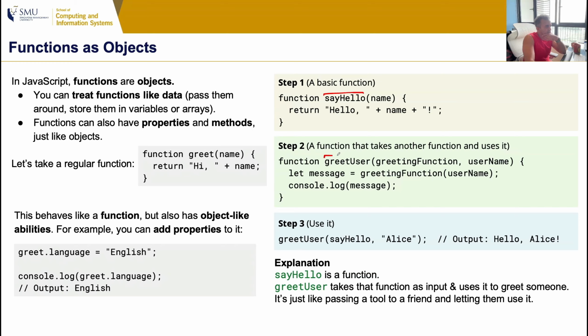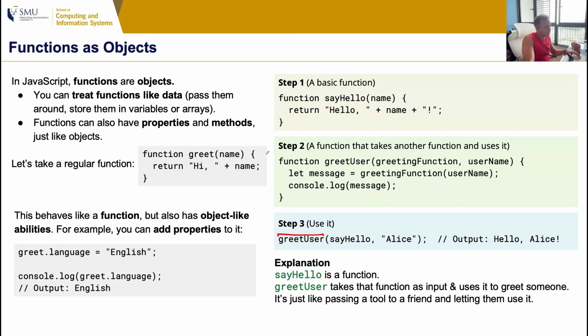Then you can have another function that says greet user. So greeting function, that is an argument, and username. And here inside that function, I'm saying the message is a local variable using let. Message is greeting function username. So greeting function is expected to be a function that is being passed to it. And then I can console log that message.